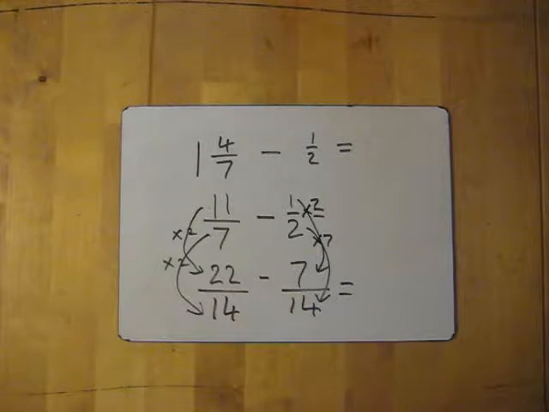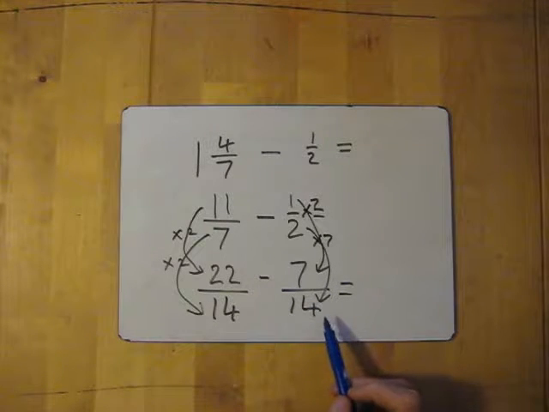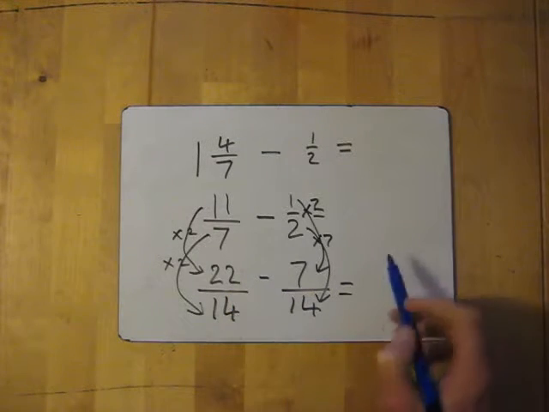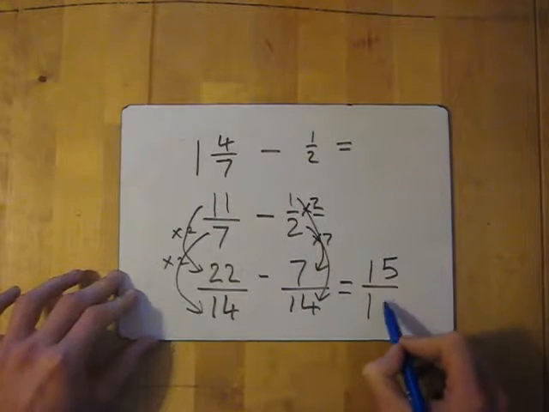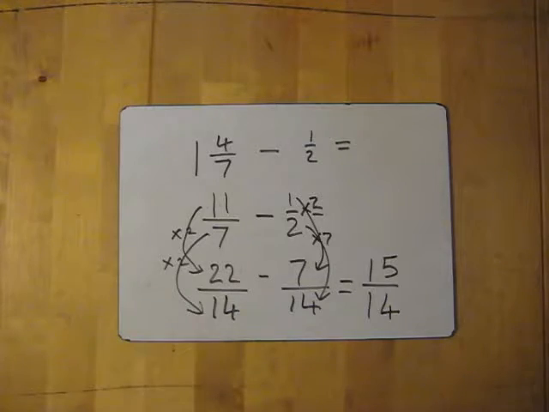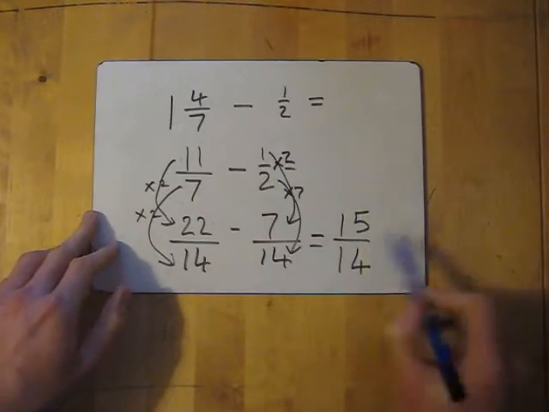now, dead simple. I've got my 22, take away 7, and the 14, the denominator stays the same. So 22 take away 7 gives me 15. My denominator stays the same, which is 14. So it's 15 over 14. 1 4/7, take away a half, and that's our answer.